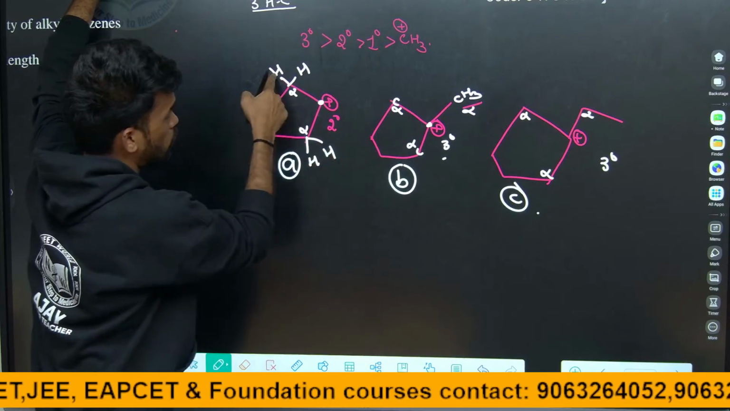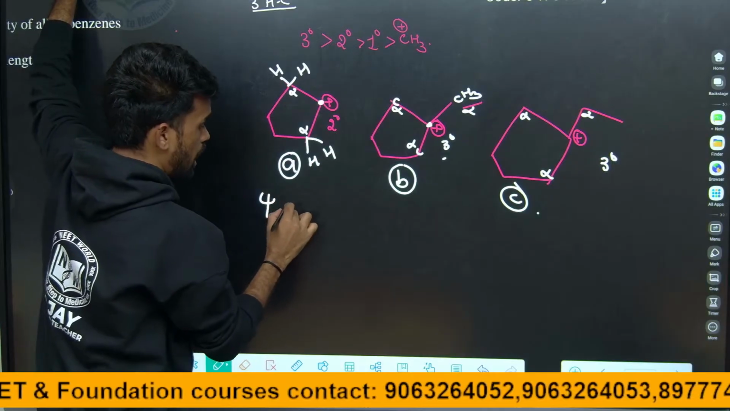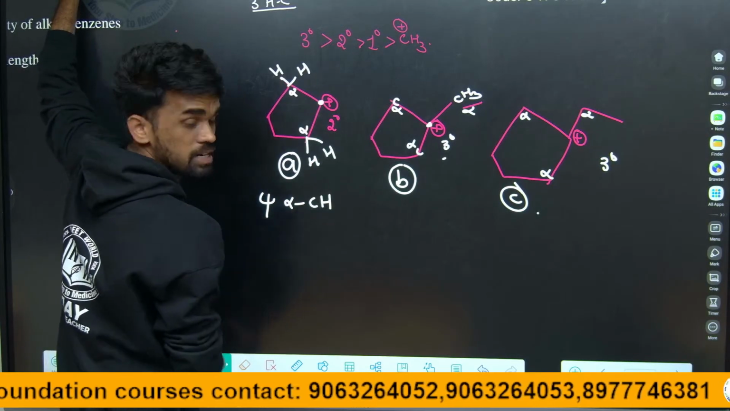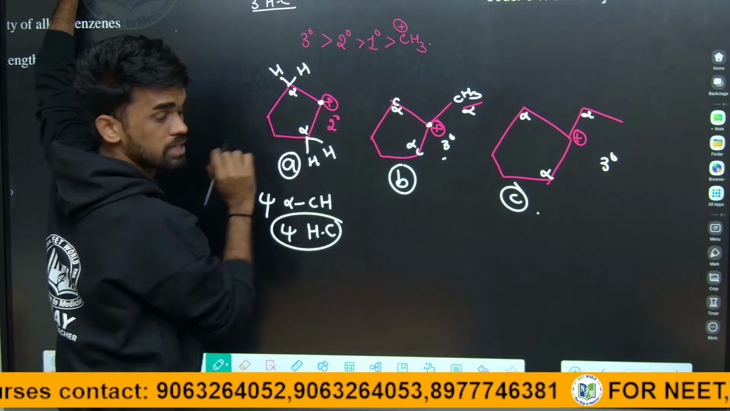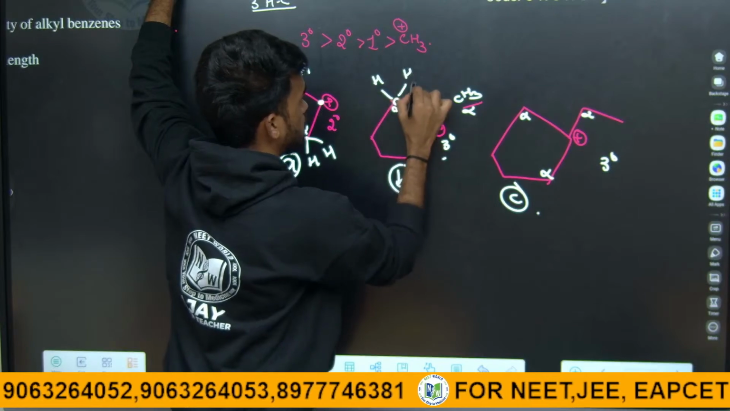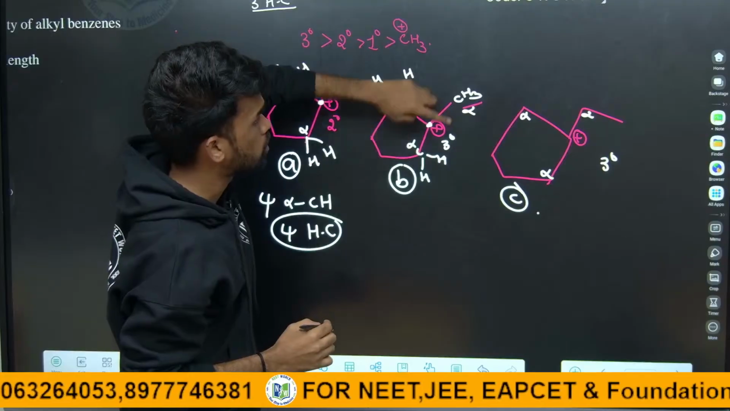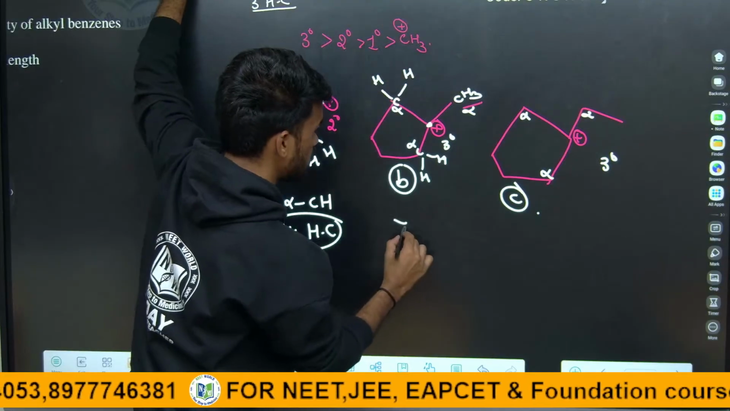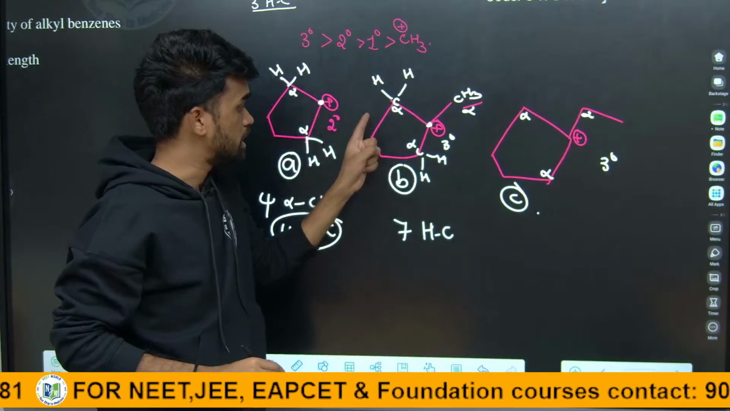So here 4 alpha hydrogens are there, here 2 and here 2. 4 alpha C-H sigma bonds are there, therefore 4 hyperconjugations are possible for this A. And here also we have hydrogen, hydrogen, hydrogen, hydrogen. So 2, 4 and here 3. So 7 alpha hydrogens are there, 7 hyperconjugations are possible in case of B.